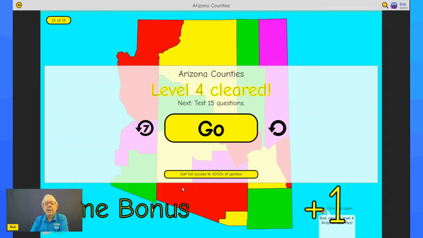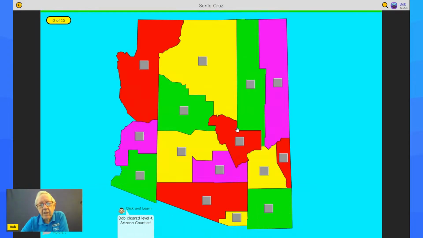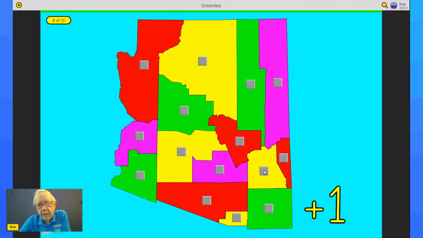Okay. And now I go to test mode. Well, let's just go right into test mode. I click the go button. And in test mode, we're not racing the clock. I can sit there and think, Santa Cruz, and click the correct button. The buttons did not disappear in test mode. Mojave, Navajo, Apache, Pima, Gila, La Paz. This is La Paz. Graham, Graham County.